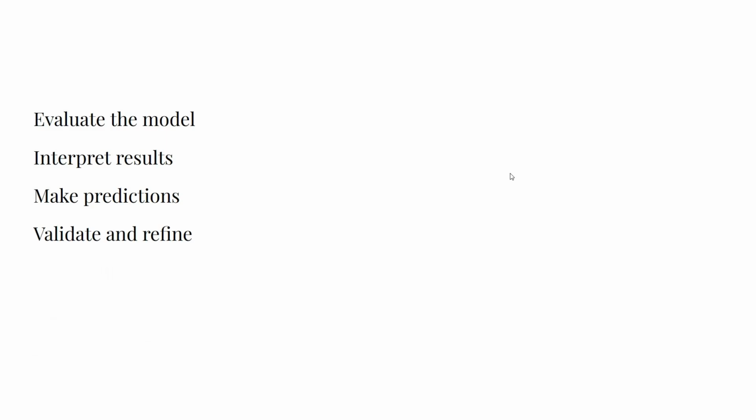The next step is to interpret the results. Interpret the coefficients of the independent variables to understand their impact on the dependent variable. The next step is to make predictions. Once the model is trained and evaluated, you can use it to make predictions on new and unseen data. The last step is to validate and refine. If necessary, refine the model based on feedback, additional data, or changes in the problem statement. Validate the model's performance over time to ensure its ongoing accuracy and relevance.